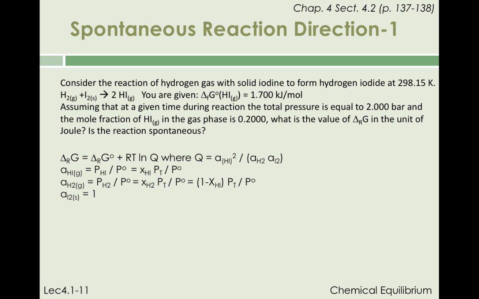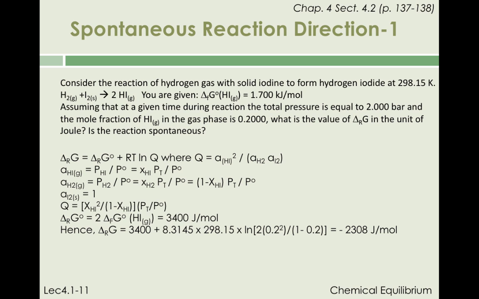The activity of iodine is equal to 1, since iodine remains as a pure solid during the reaction. Combining the activities of iodine, hydrogen, and hydrogen iodide in the expression for the reaction quotient, we get Q equals x_HI squared divided by 1 minus x_HI times the ratio of P total divided by P standard. The standard reaction Gibbs energy change, ΔrG standard, is equal to 2 times the standard formation Gibbs energy change for HI gas, that is 3400 joules per mole.